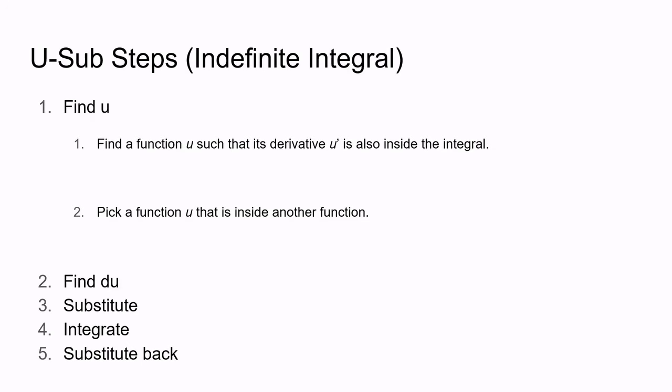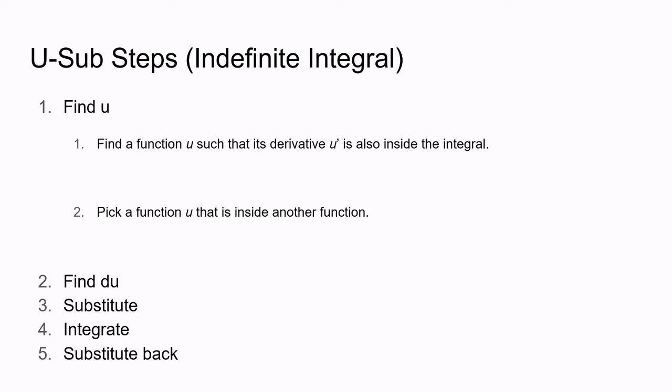Alright, so we're going to go over some steps we can use when we're doing U-substitution. This will be for indefinite integrals. Then we're going to go over 3 examples in the slides, and you can see the solutions in the slides as well on Blackboard. So step 1 when doing a U-substitution is to find U.